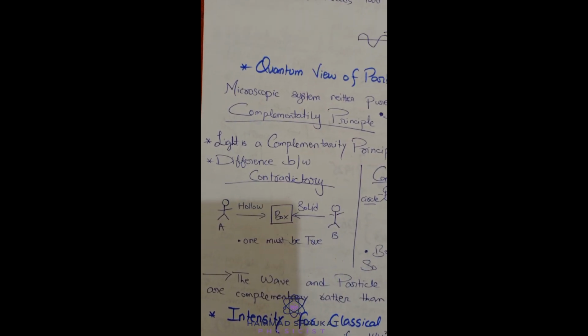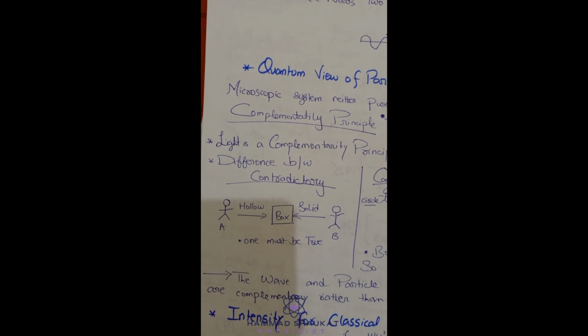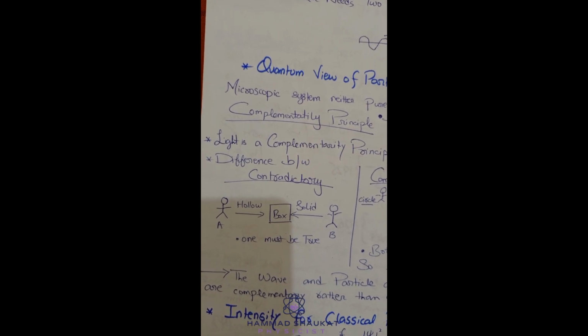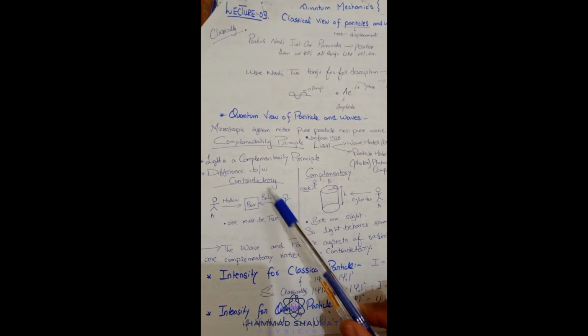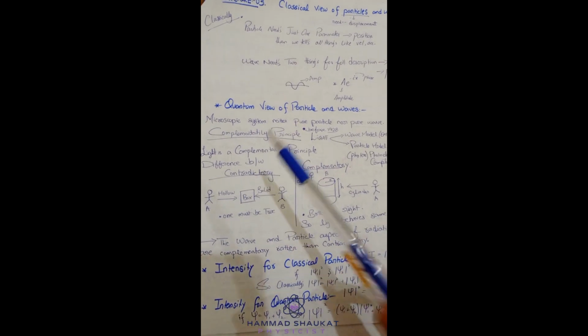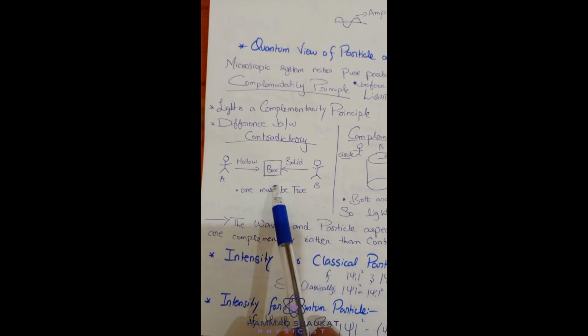This is contradictory, meaning there is a contradiction between both. Either A is correct or B is correct, but only one should be correct, not both, because the box has only one shape, either solid or hollow. So this is a contradictory law. Light is not contradictory. Understood? Light is complementary. What is complementary? What happens in complementary?